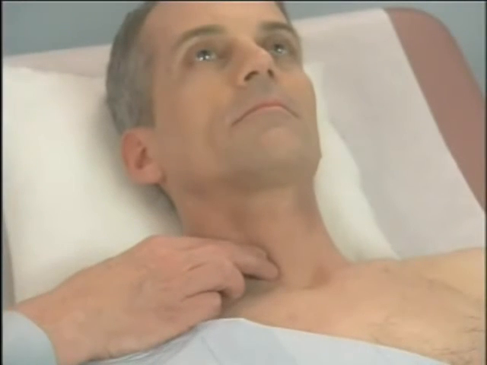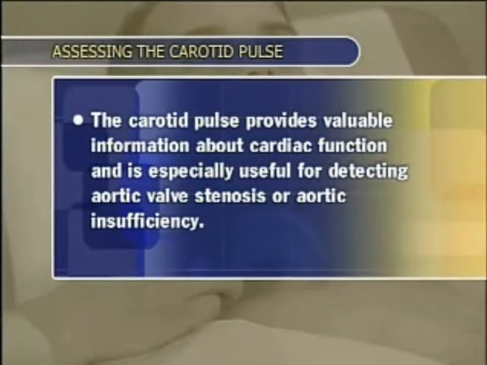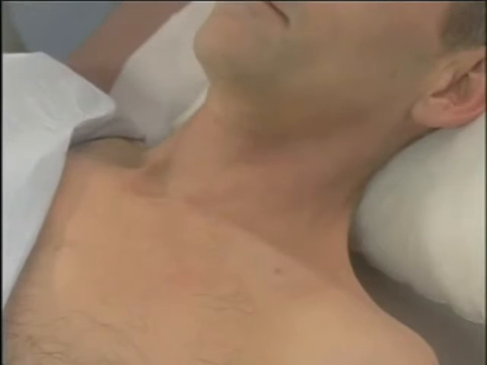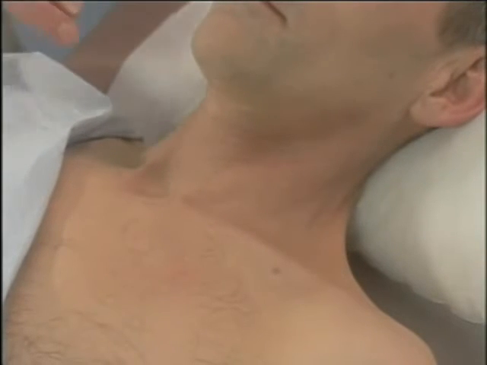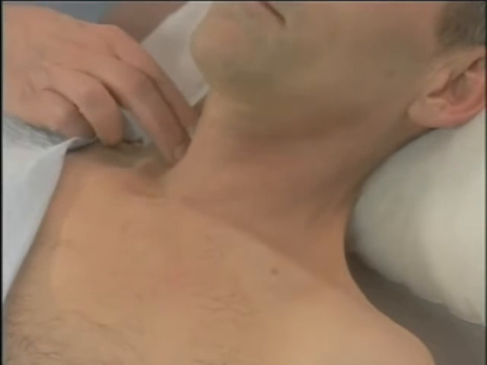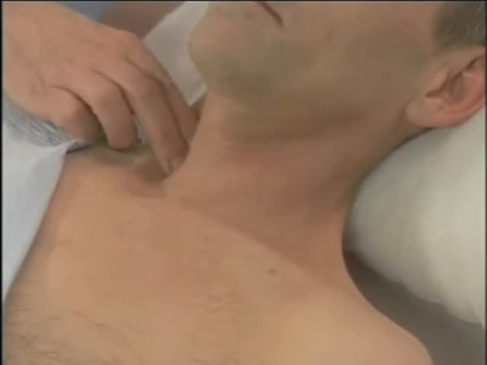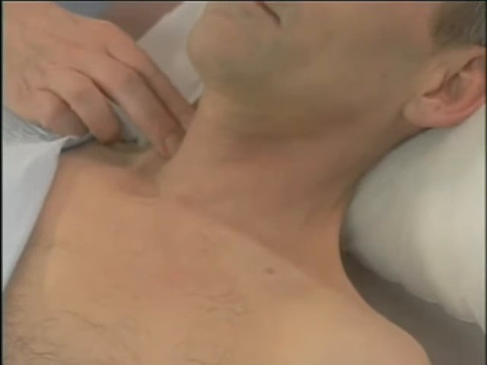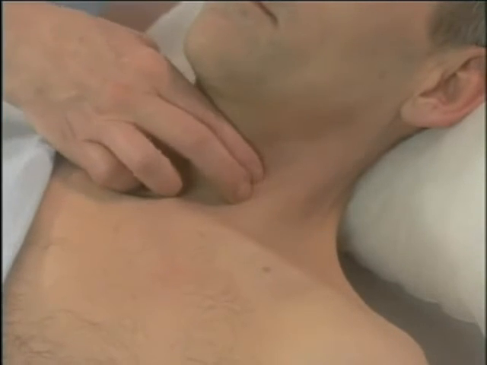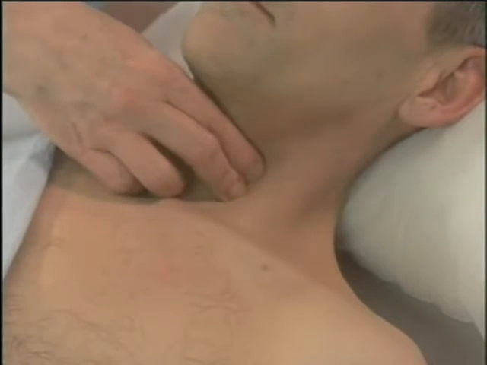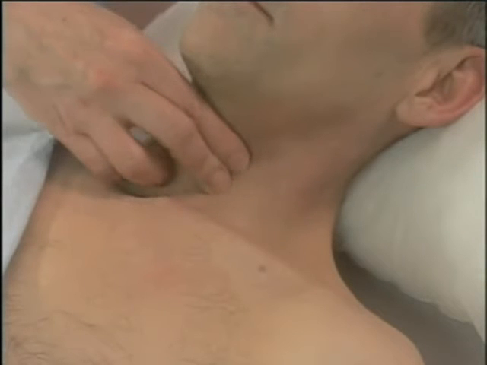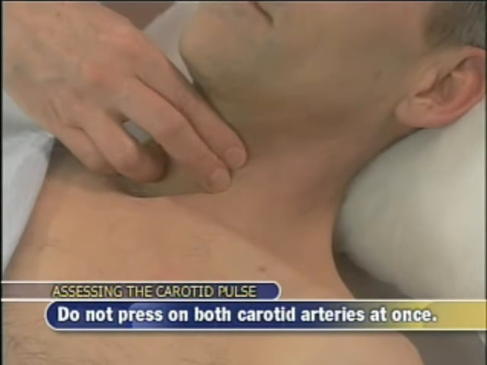Next, assess the carotid pulse. The carotid pulse provides valuable information about cardiac function and is especially useful for detecting aortic valve stenosis or aortic insufficiency. Your assessment will include both palpation to assess the amplitude and contour of the carotid upstroke, and auscultation for the presence or absence of overlying bruits. You should assess both the right and left carotid arteries, then compare. However, do not press on both carotid arteries at once.